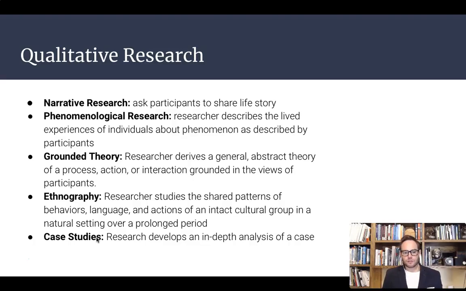Now, we could take a grounded theory approach, and this is essentially where a researcher derives a general abstract theory of a process, action, or interaction grounded on the views of participants. And so this is really the foundation to how theories develop. A lot of times, think of the theory of gravity. I think it was Newton, right? He was observing all these things, and based on those observations, he developed the theory of gravity.